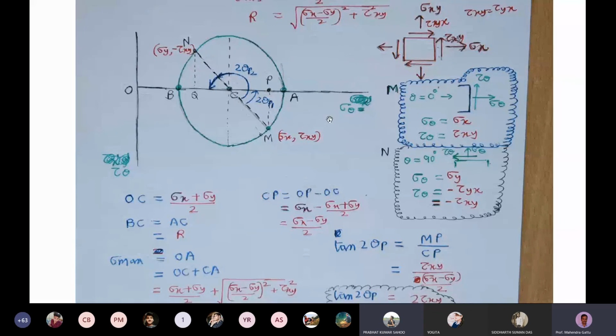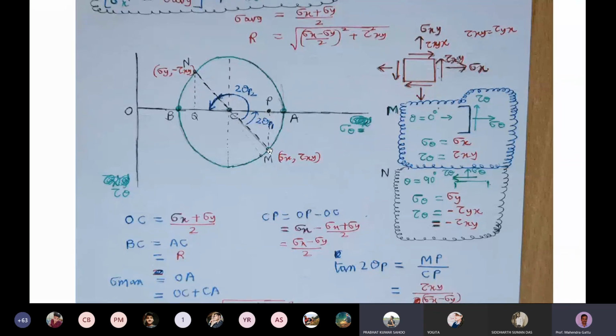So we have identified the coordinates of this plane and this plane on the sigma theta, tau theta coordinate system. If you look carefully, the midpoint of MN is sigma x plus sigma y by 2, and tau x minus tau y is again 0. So the midpoint coincides with the center. So MN is actually the diameter.